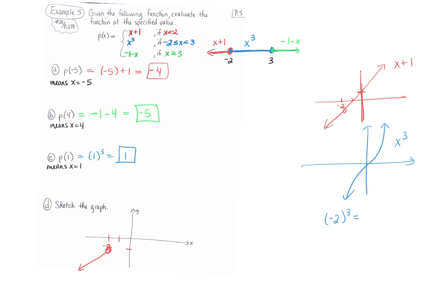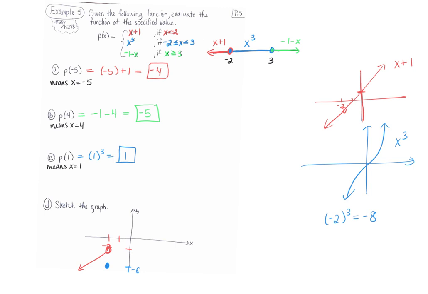-2 cubed is what? Positive or negative? If you have a number raised to an odd exponent, it's going to be negative. If it's an even exponent, then it will make that positive. So this is -8. So -2, -8 is a point on the graph.